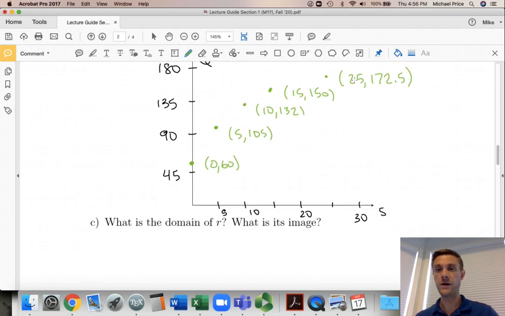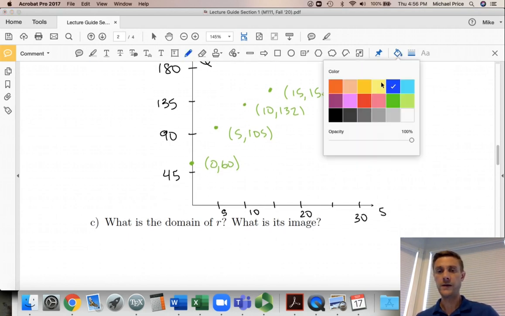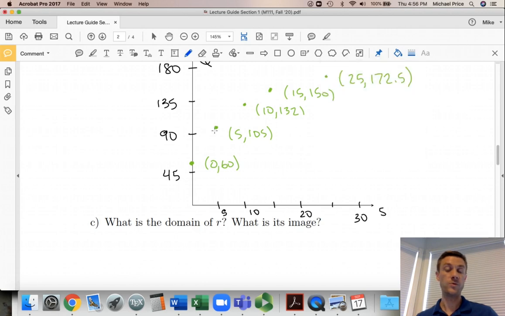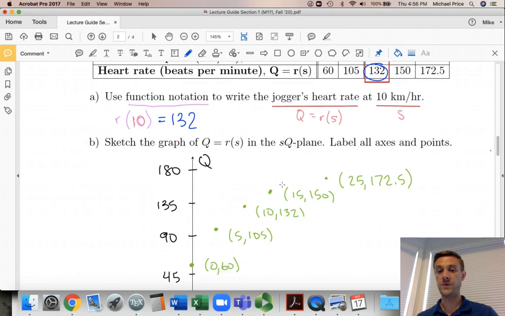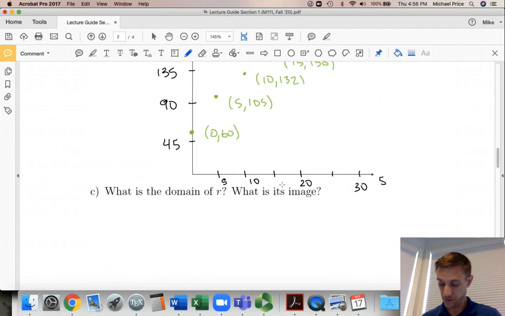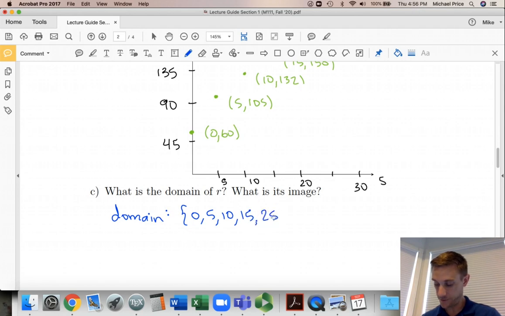What is the domain of R? Well, now that we've got a visual perspective on it and a table, you can kind of pick your poison for how to interpret this. But domain is a list of all the inputs, and all the values this can take on go 0, 5, 10, 15, and then just to keep you on your toes, 25. 20 is missing.